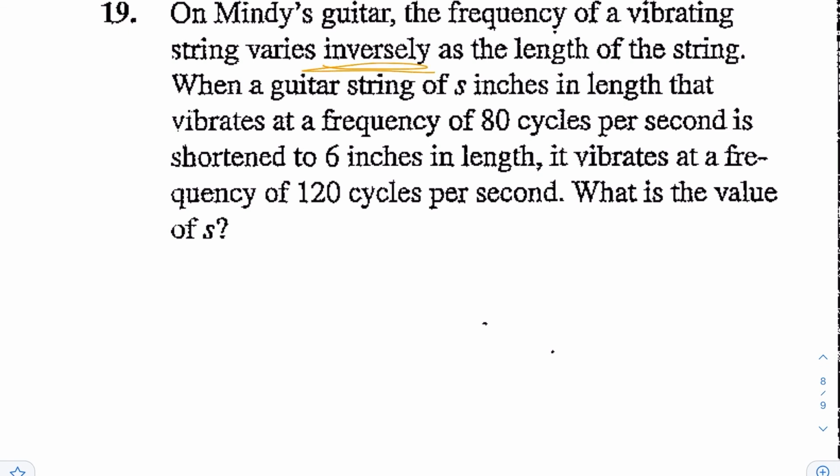So the key here is an inverse relationship, which means as X goes up, Y goes down. They go in opposite directions. It's not directly proportional. So that means that here you have S inches, and that will be 80 cycles. You shorten it to just 6 inches. It'll vibrate at a frequency of 120 cycles.